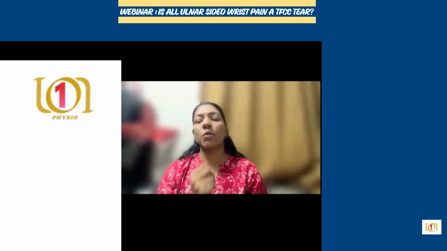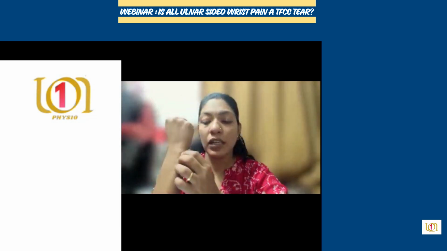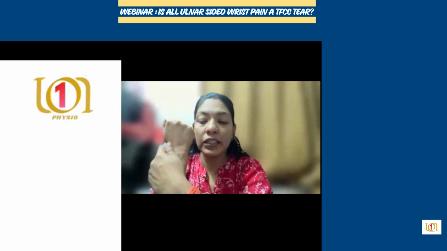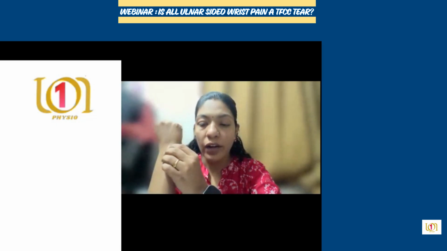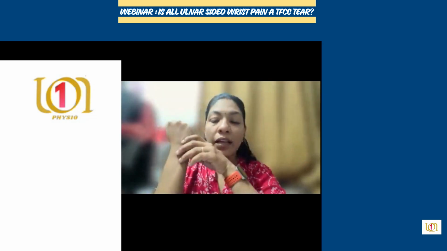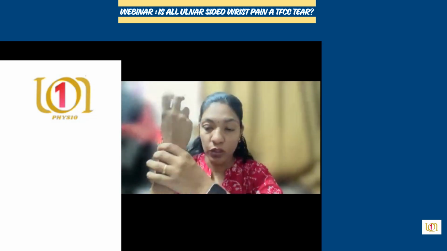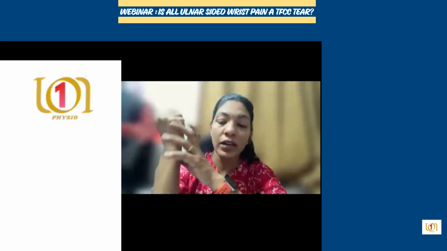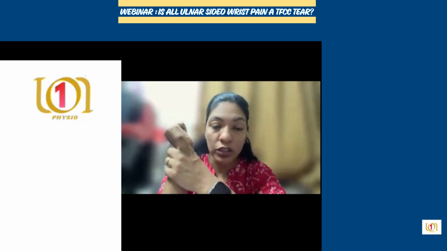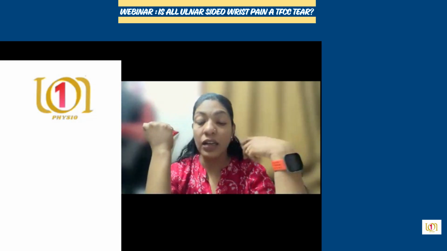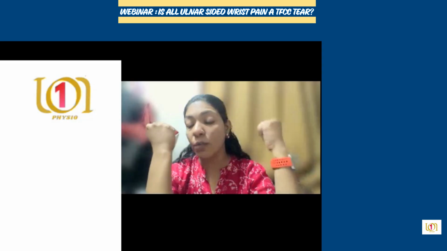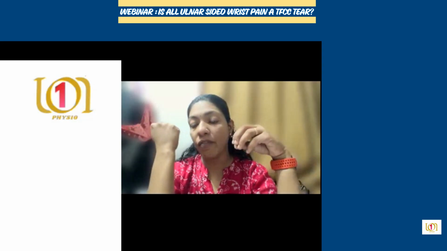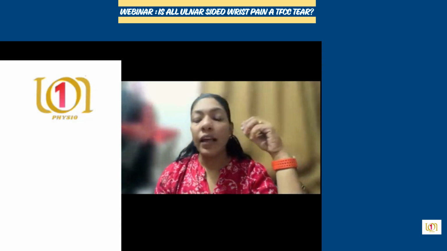So hope you are very clear about this test. It's a very easy test. You have to hold the radius and move the ulna dorsally and palmarly. And this test can be done in various positions. First, you can try in this mid position, then you can try in the ulnar deviated position to make it more difficult for the patient so that we can identify the DRUJ instability.